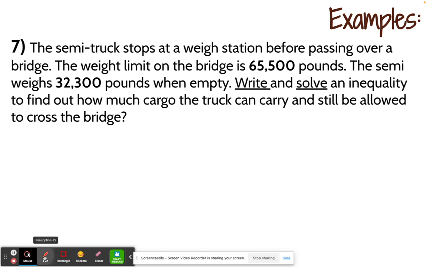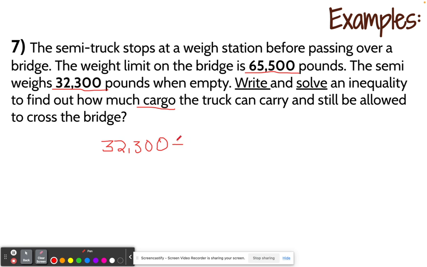Okay, word problem, we love those. A semi-truck stops at a weigh station before passing over a bridge. The weight limit on the bridge is 65,500 pounds. The semi-truck weighs 32,300 pounds when empty. We want to write and solve an inequality to find out how much cargo the truck can carry and still be allowed to cross the bridge. Well, we know the truck weighs 32,300 pounds. Then the truck also has some cargo. How much can he carry? That's what we're trying to figure out.